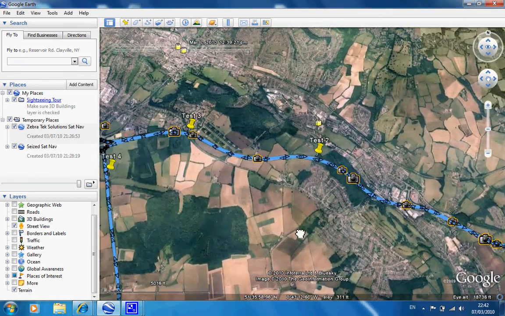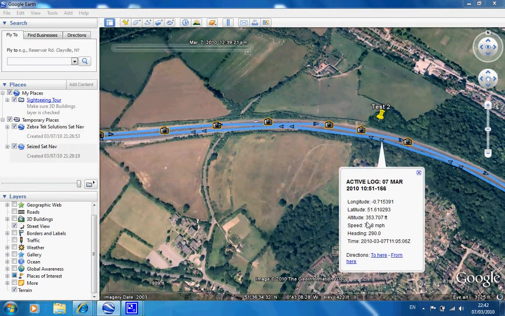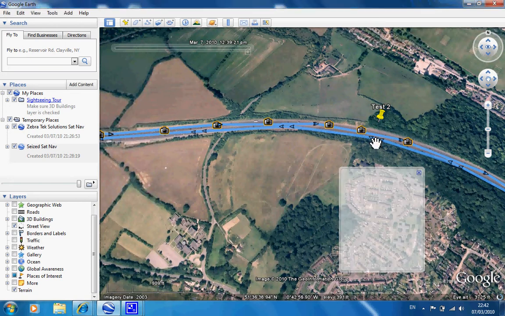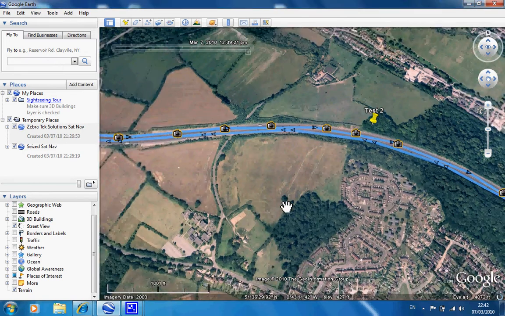Moving along our journey to our second sample point, the C sat-nav, the speed is 70.8. Our reference sat-nav, the speed is 70.6.